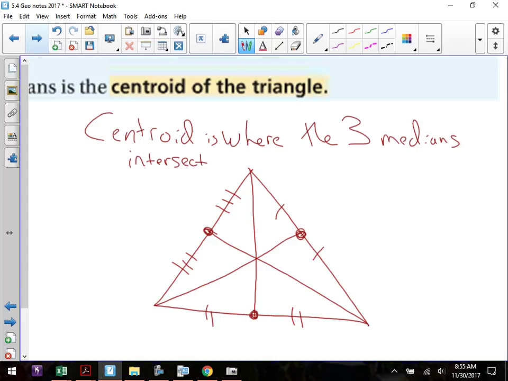It's actually pretty dry. The centroid is where the three medians intersect. And what we get out of this, excuse me, is a little weirdness. It's called the centroid.